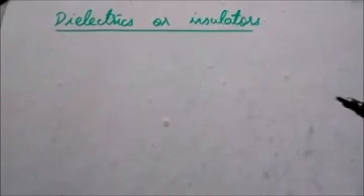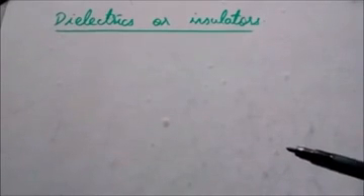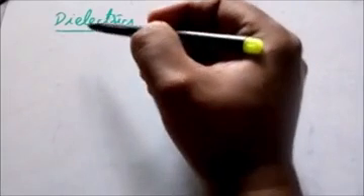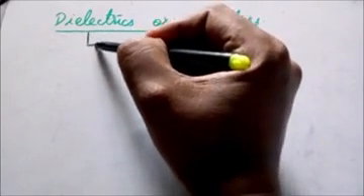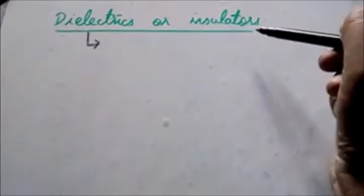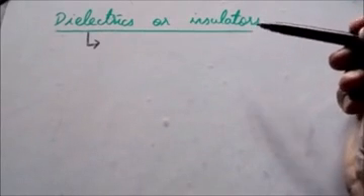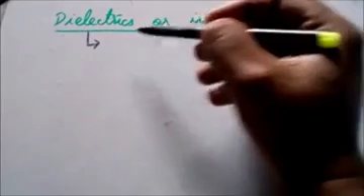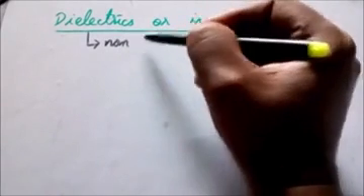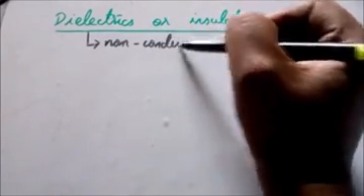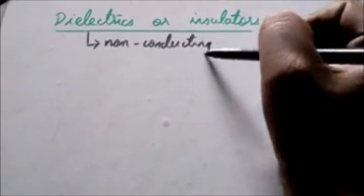Let us now study about dielectrics or insulators. So what's meant by the word dielectric or insulator? We know insulators are the things which do not allow current to pass through. So we can say they are non-conducting materials. That means they don't allow charges to pass through.